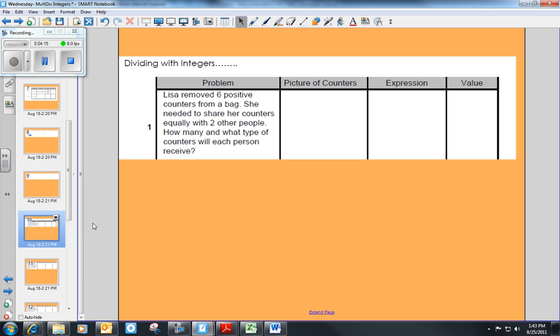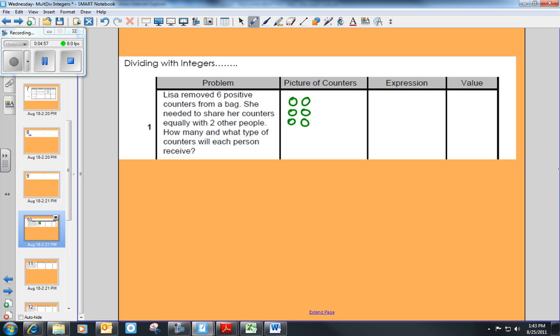Lisa removed 6 positive counters from a bag. So the first column over here is the picture of the counters. The expression is the math problem, and the value is the answer. So 6 positive counters. I'm going to use green since I don't have a yellow pen. She removes 6 positive counters from a bag. She needed to share her counters equally with 2 other people. So that's her plus 2 more people for a total of 3 people. How many and what type of counters will each person receive? Well, she only has positive counters, so they're going to be positive.